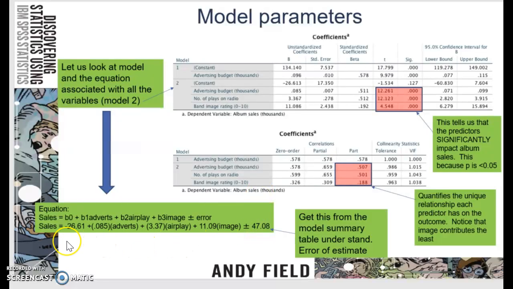So if we were going to play this equation out, we would plug in how many adverts. If there was 10, we would put 10 there. If the songs were played 5 times, we would put 5 here, all right?